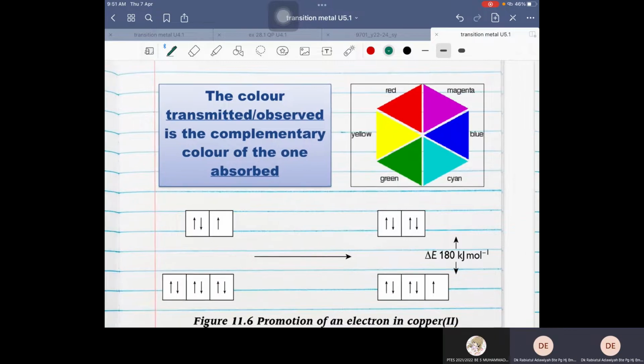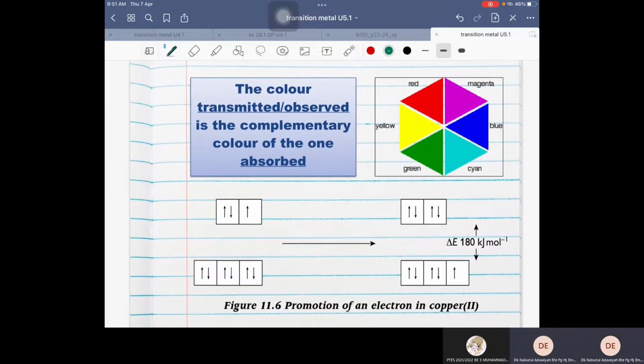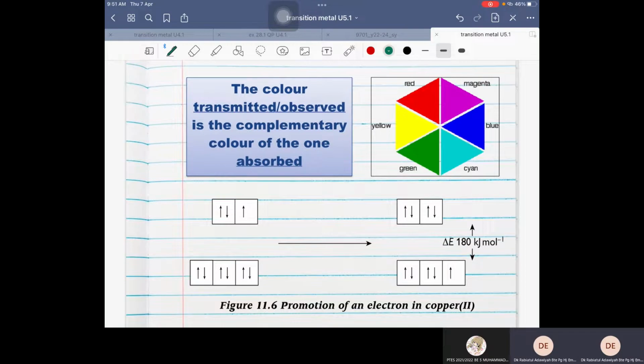Right. So the important point here is that the color transmitted or observed of the complex ion is usually the complementary to the frequency of light being absorbed. Sometimes they give you data in the question, okay, of the complementary color, or they give you the frequency number or the wavelength numbers, so you can use the data. Okay, later on, I think after this, I will stop with theory first before we move on to the next part of transition metals. We'll do some questions. Okay.